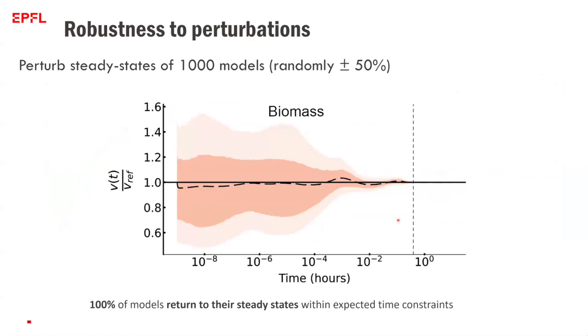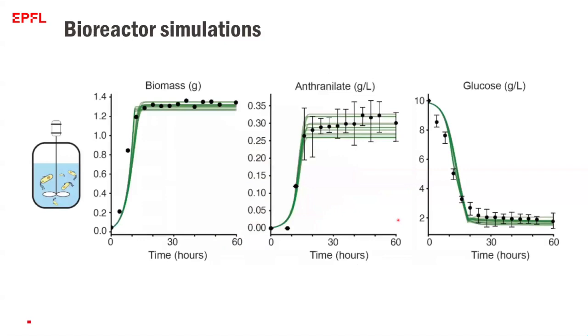meaning that the basin of attraction of these models was really big. And then once you have them, you can do, for example, here we used these models to reproduce the attenuate production in E. coli. These black points are experimental values, so you can do stuff like this.